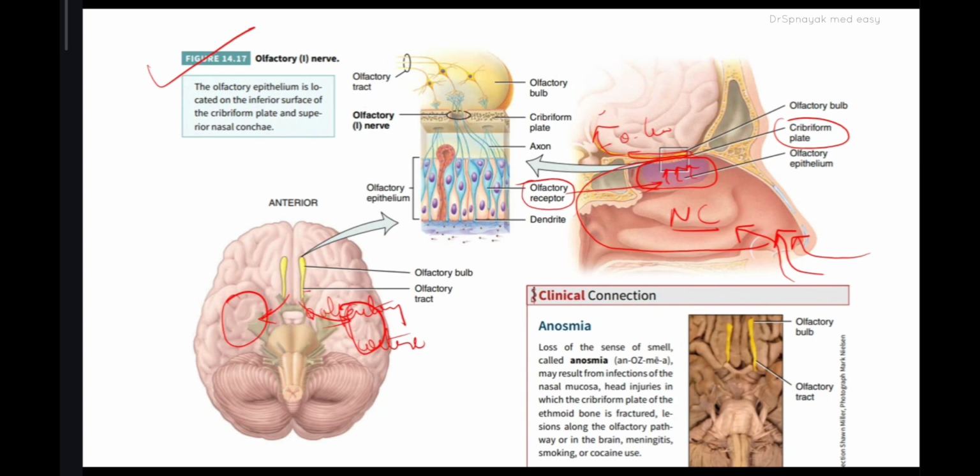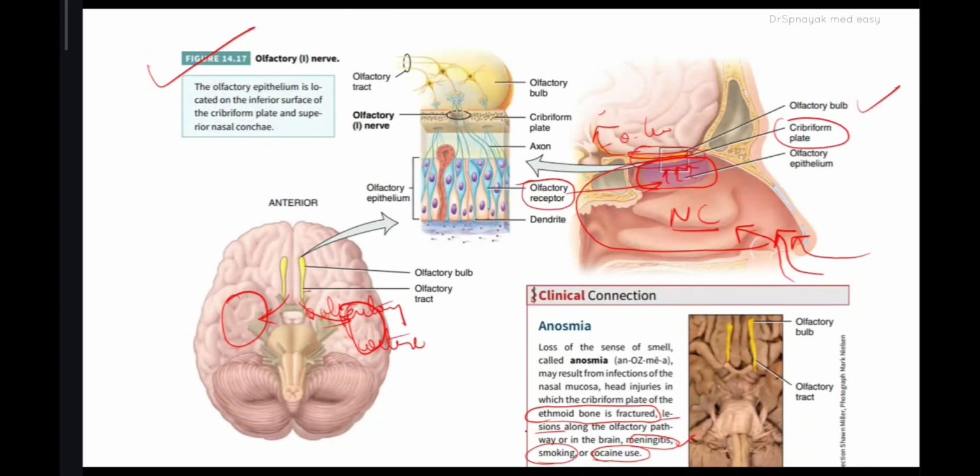It is very easy. See, sometimes due to infections, due to trauma, due to meningitis, we have certain causes: meningitis, smoking, cocaine use. And sometimes if the brain has some lesions, or if the ethmoid bone is fractured. Just now I told you about the ethmoid bone. If the ethmoid bone is fractured, what will happen? Through this ethmoid bone all the nerves enter the olfactory bulb. So dysfunction can be seen due to rupture or fracture in the ethmoid bone.